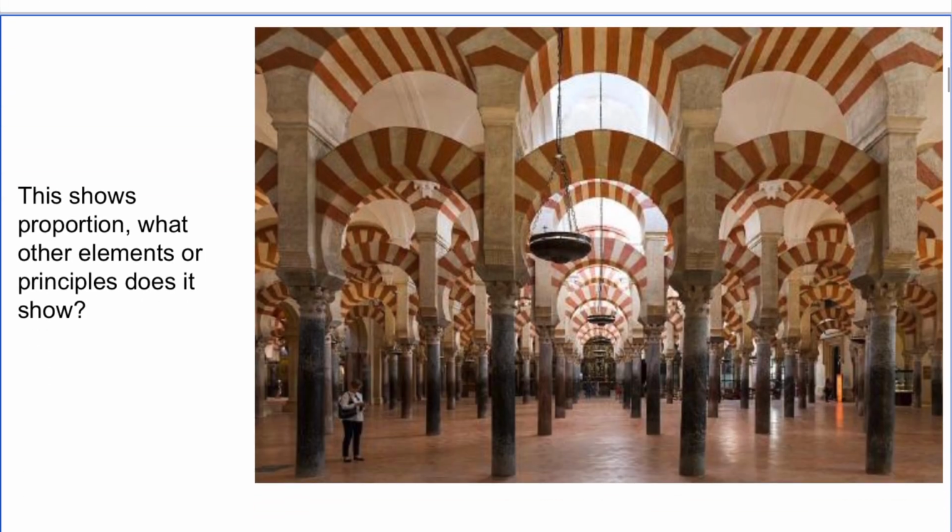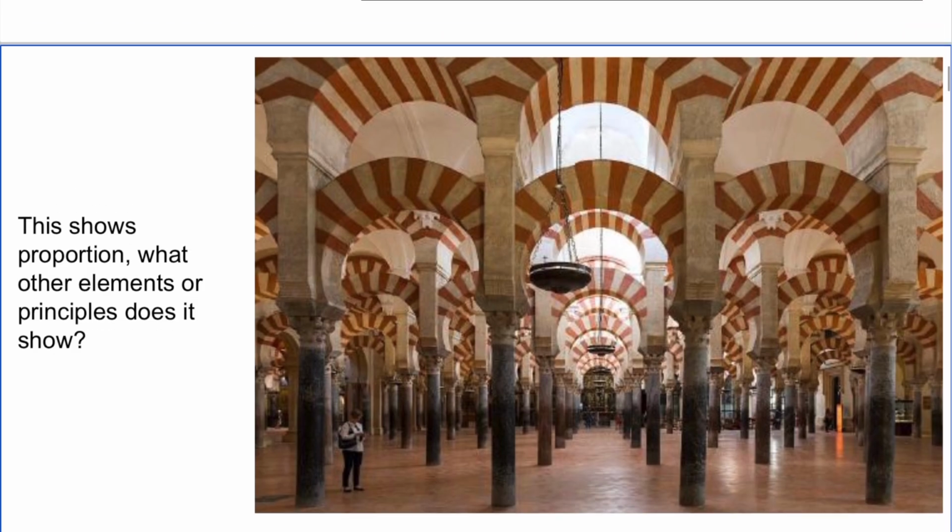This here actually shows a lot of things. I'm going to pose the question to you here, and I'm not going to answer it. I'm just going to have you think for a second. It definitely shows proportion in the sense of the scale of the pillars and arches in the front, and the receding and diminishing scale of the ones as they go back off in the distance.